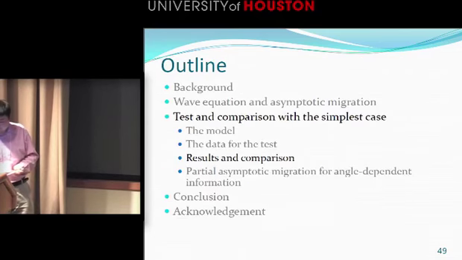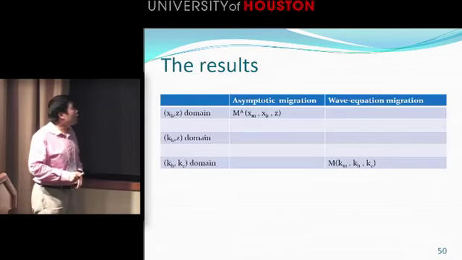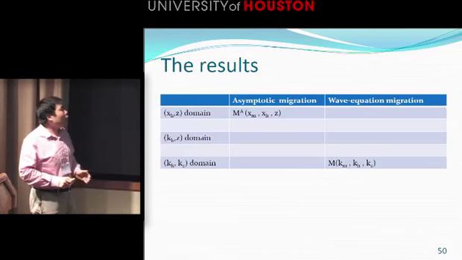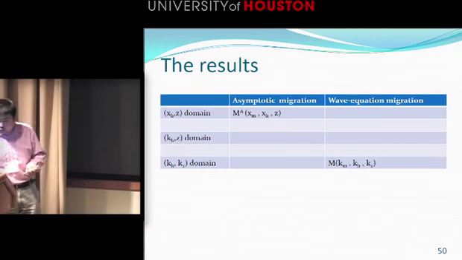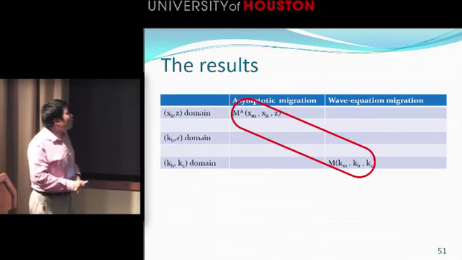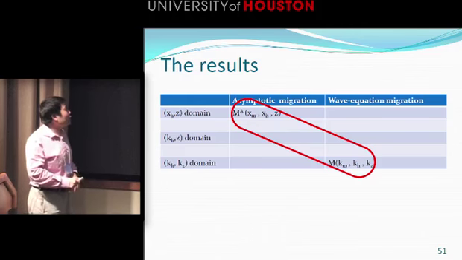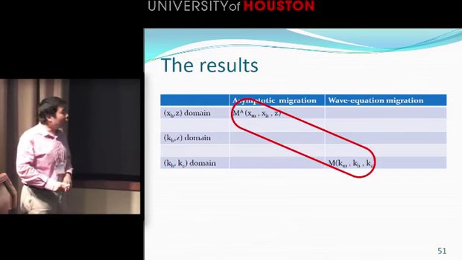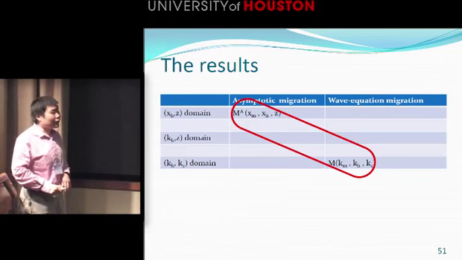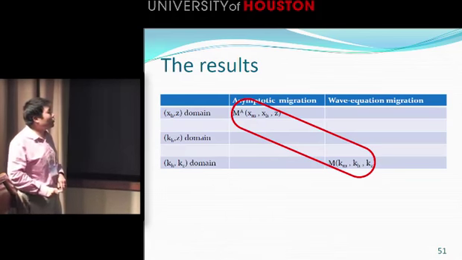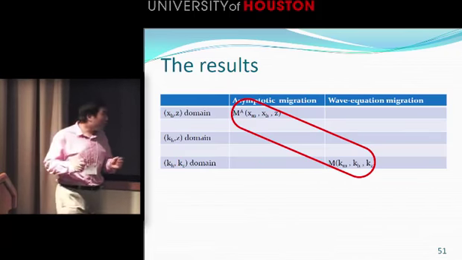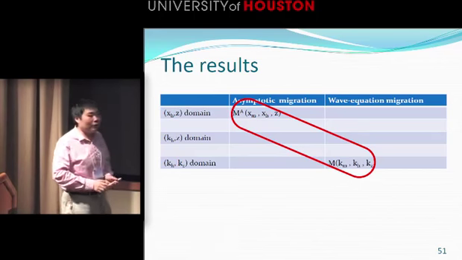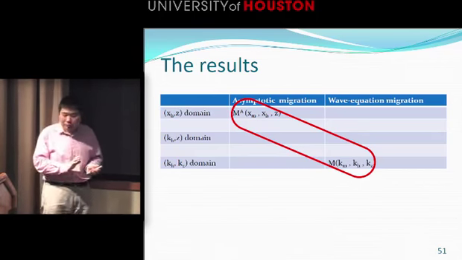Now I will show you the result. We will show the comparison of the result for the two different migration methods. Before we do that, we still have a small problem to solve. We already know that the asymptotic migration result is in the space domain, and the wave equation migration result is in the wave number domain. We cannot compare those two results directly, or it will be an apple to orange comparison. We want to bring them into the same domain to do an apple to apple comparison.